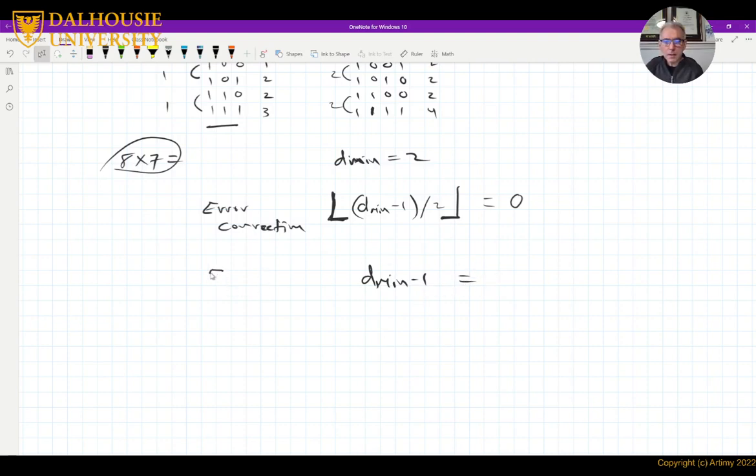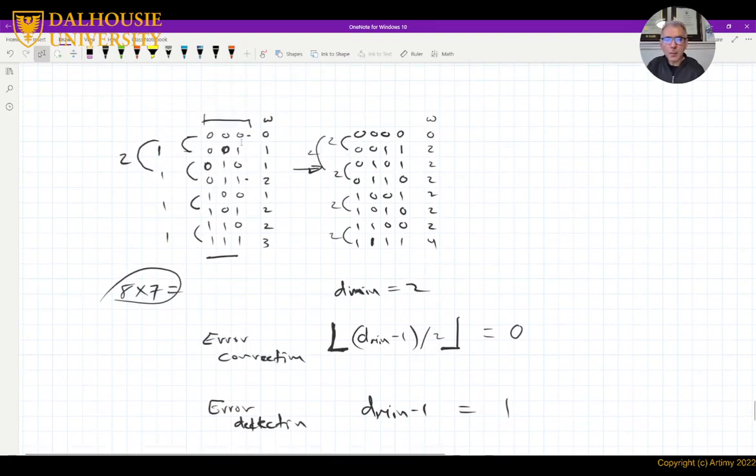In our case, sorry about the handwriting, but in our case, the original example here, the d minimum was 1. Subtract that, d minimum minus 1, so 1 minus 1 equals 0. So our system is not capable of detecting errors at all, the one to the left here. The one to the right, the minimum distance is 2.